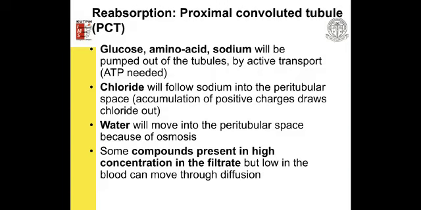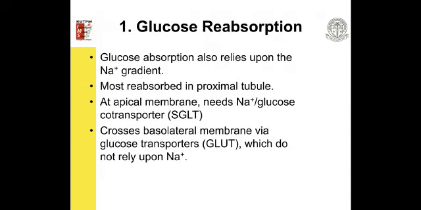Water will move into the peritubular space because of osmosis, which is due to the osmotic gradient created by the sodium. Some compounds are present in high concentration in the filtrate but low in the blood and can move through diffusion. Glucose reabsorption also relies upon the sodium gradient. Most is reabsorbed in the proximal convoluted tubule. All the glucose at the apical membrane needs the sodium glucose co-transporter. All the glucose that is filtered gets reabsorbed by the co-transporter, secondary active transport with sodium ions. Energy for transport is provided by the sodium potassium ATPase.